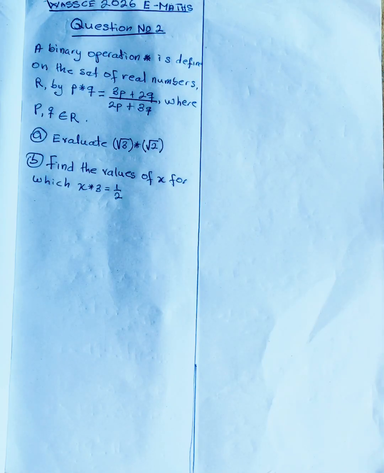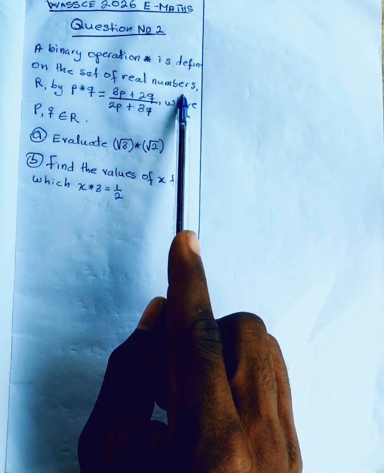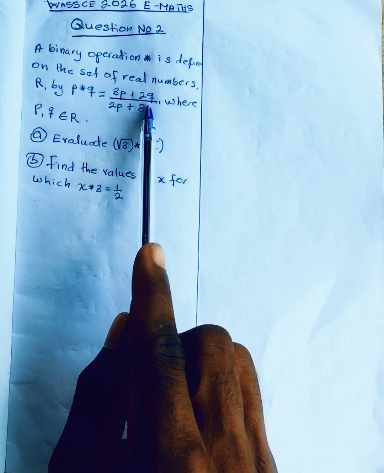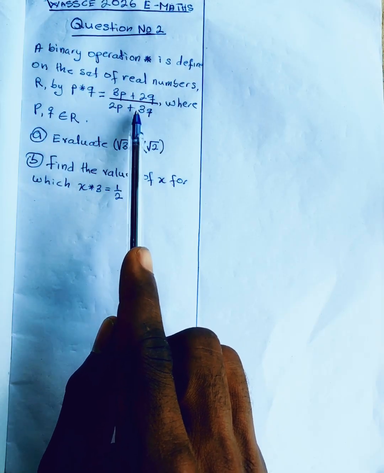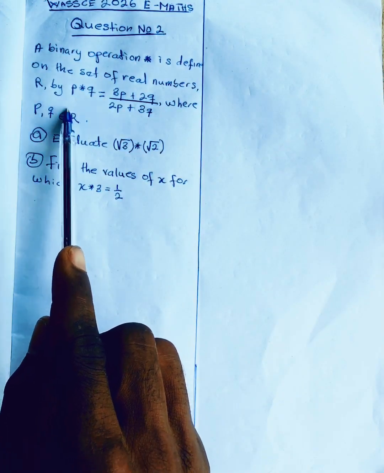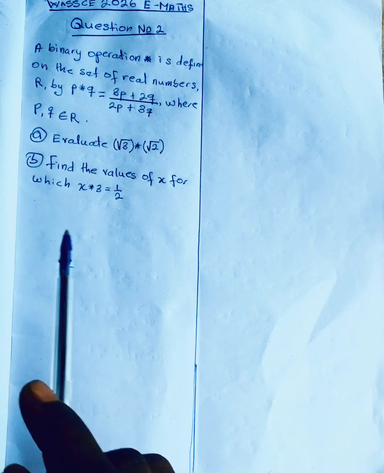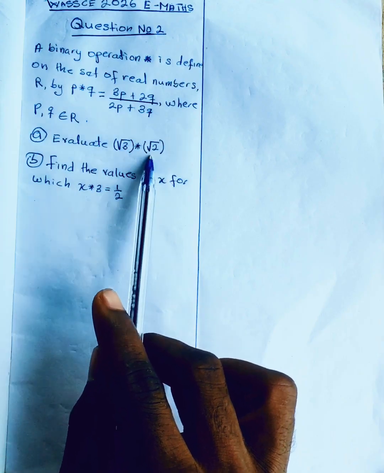So this is WASSCE 2026 elective maths, question number 2. The question says a binary operation is defined on the set of real numbers R by P star Q is equal to (3P + 2Q) over (2P + 3Q), where P and Q belong to the real numbers. We are asked to evaluate root 3 star root 2.